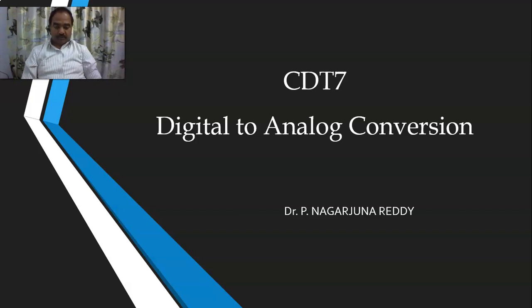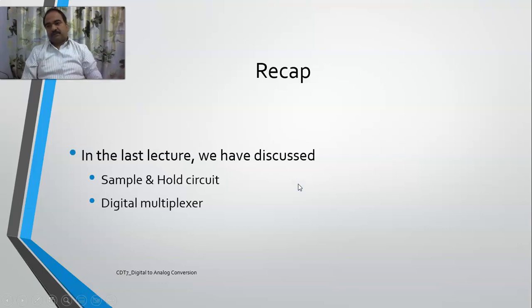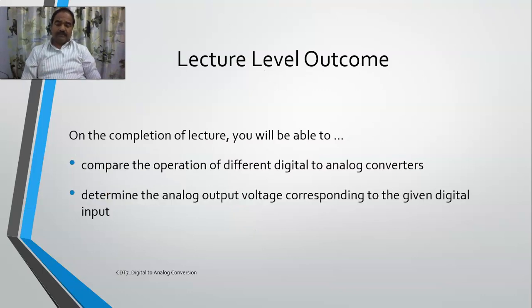In the previous lecture, we went through the conversion subsystem where we discussed sample and hold circuits and also digital multiplexers, and we realized different types of digital multiplexers. We realized 2x1, 4x1, 8x1, 16x1 multiplexers using logic gates. And in this video lecture, we will discuss how digital signals are converted into analog signals.